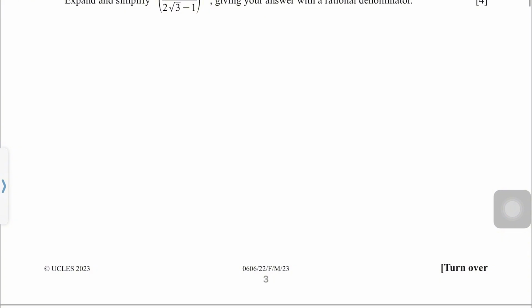Now moving on to question 2, it is written, do not use a calculator in this question. Expand and simplify this, giving your answer with a rational denominator. Rational denominator is mentioned here. It should be a rational denominator.